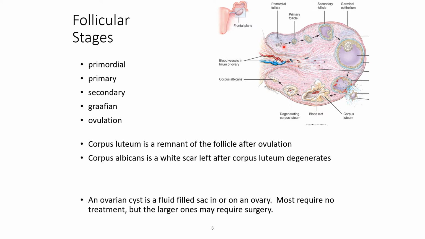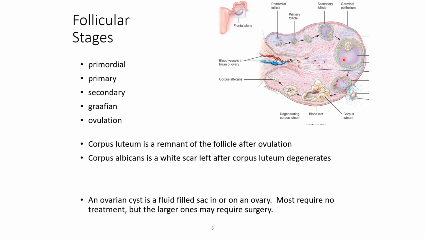The primordial follicles are at the very beginning of the development. Primary follicles represent much larger follicle size. Secondary follicles represent a stage where liquid is filling a good part of the follicle, and the expansion of the liquid leads to the Graafian follicle. This is not labeled here.